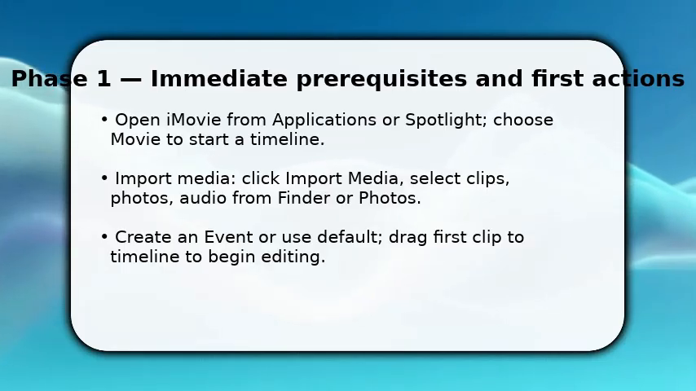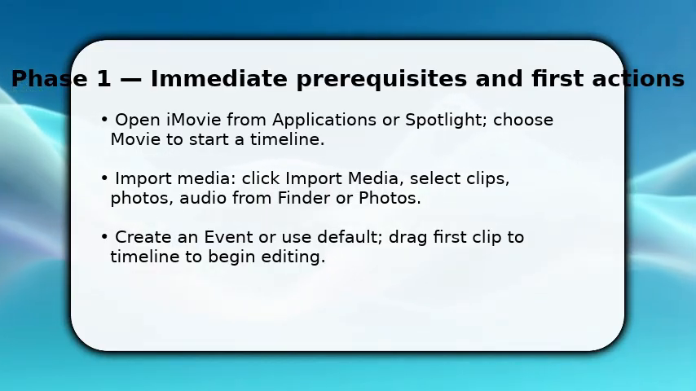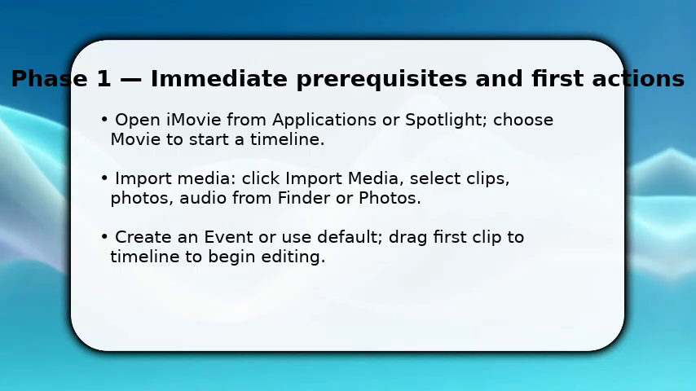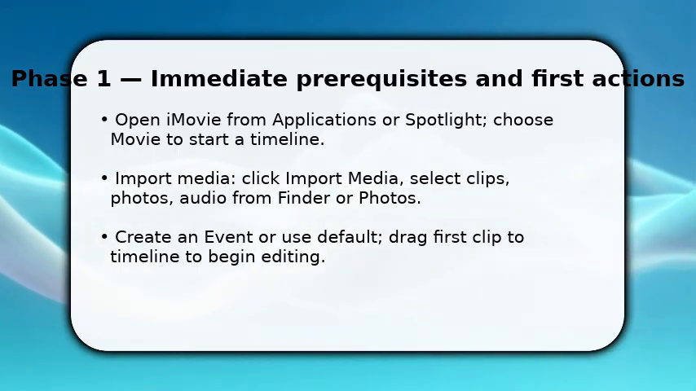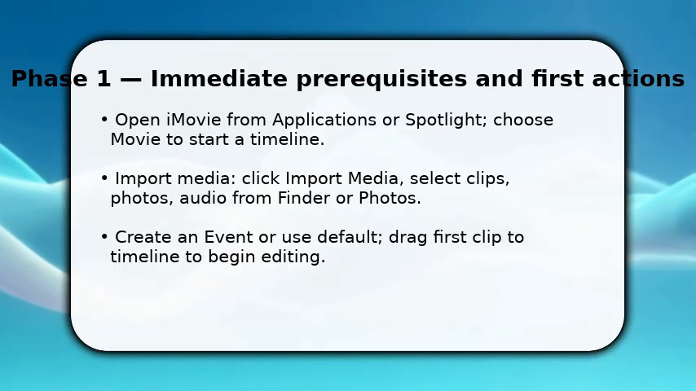You start by opening iMovie and creating a new movie project so your assets are organized. Import the clips you need. This ensures media is optimized by iMovie for playback. Once done, create or pick an event, then drag your first clip into the timeline to establish the sequence.